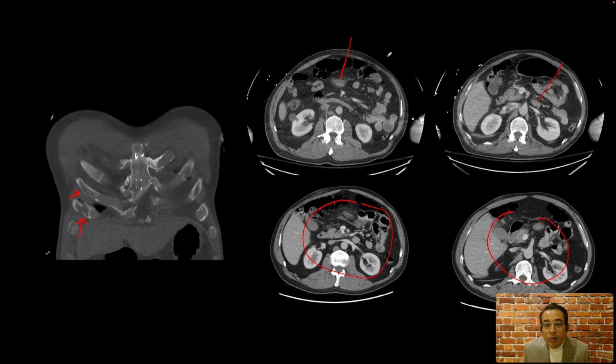But remember to look for signs of injury in other organs, such as the mesentery or kidneys, or signs such as the seatbelt sign, which is seen as fat stranding in the subcutaneous anterior abdominal wall, because they can exist by themselves without injury to the spleen or the liver.